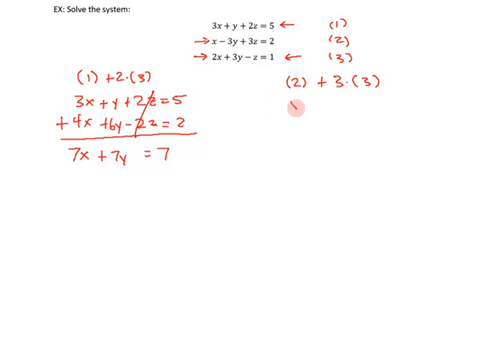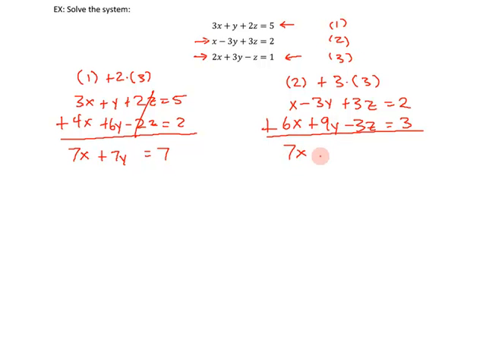So that means equation 2 is x minus 3y plus 3z is equal to 2. Now multiply the last equation by 3. That gives me 6x plus 9y, 3y times 3 is 9, minus 3z is equal to 1 times 3 is 3. Now add them up and see what you get. 6x plus x is 7x. 9y minus 3y is plus 6y. The z's are gone. 2 plus 3 is 5.